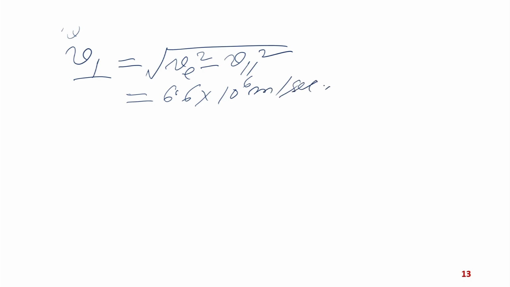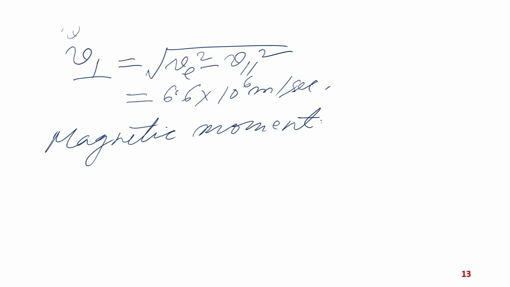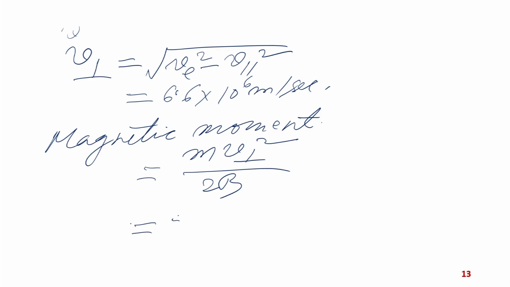So, once you have this perpendicular component, you can now find the magnetic moment. The magnetic moment formula, which we derived, is given by the current into the area of the gyro orbit. That gives you the formula m times the perpendicular component of velocity squared divided by twice B, and if you put all those values, you can show that it is equal to 2 into 10 to the power minus 10 joule per Tesla.